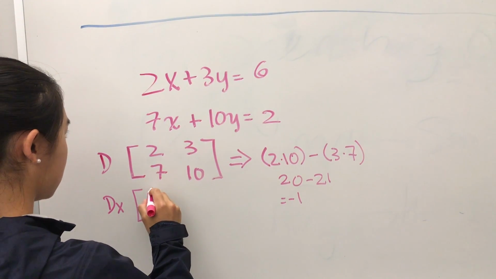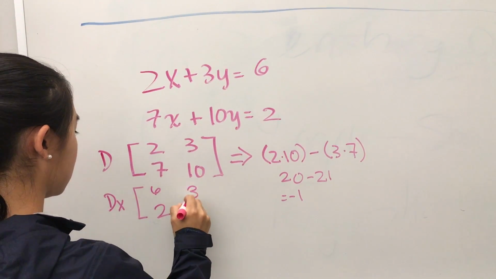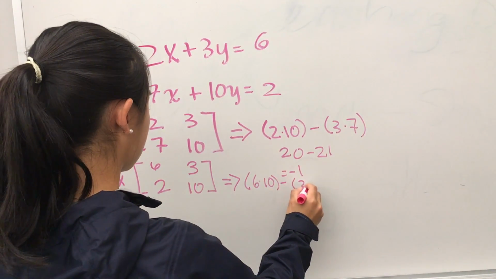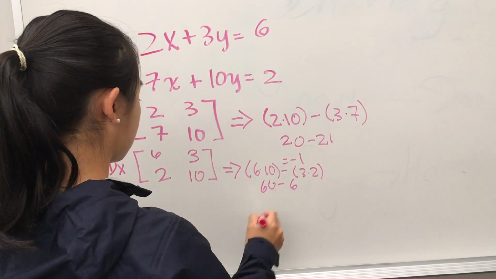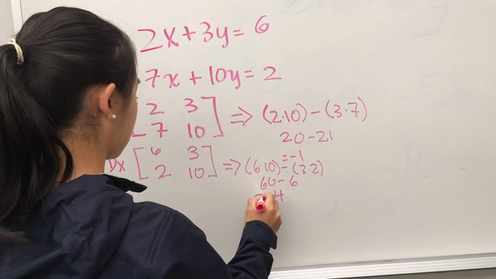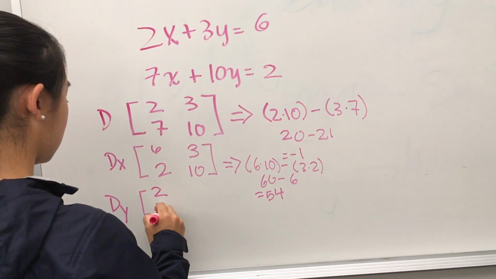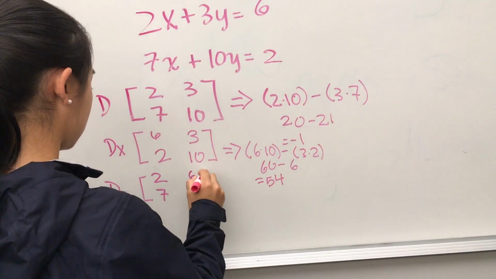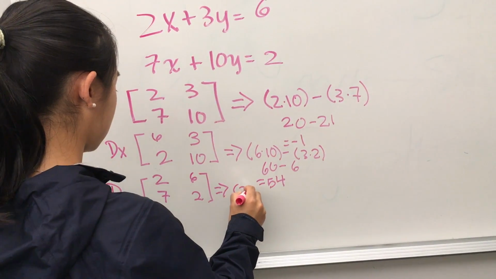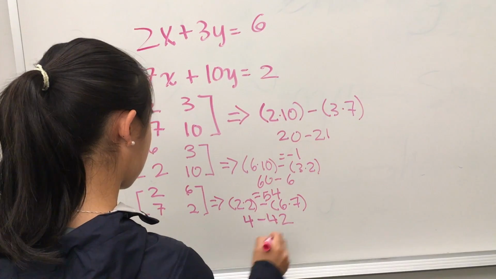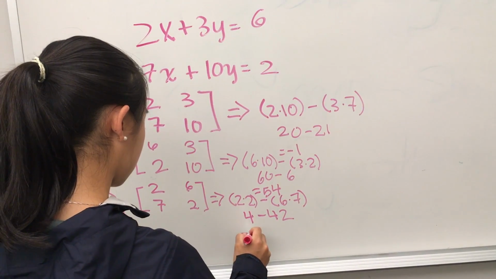Next, I'm setting up the determinant of x, in which case we are going to take the constants of the two equations, put that in the place of x, keep the y's. Do the cross multiplication and subtract again. We get determinant of x is 54. Determinant of y, we're going to reverse the process from determinant x. We're going to keep the constants from the x, and for the y, we're going to use the constants of the equation, in which case we get -38.